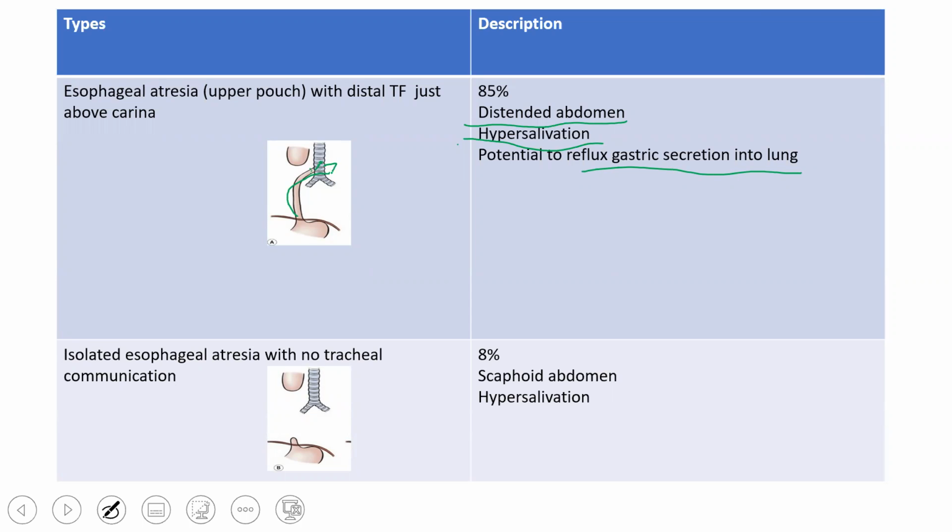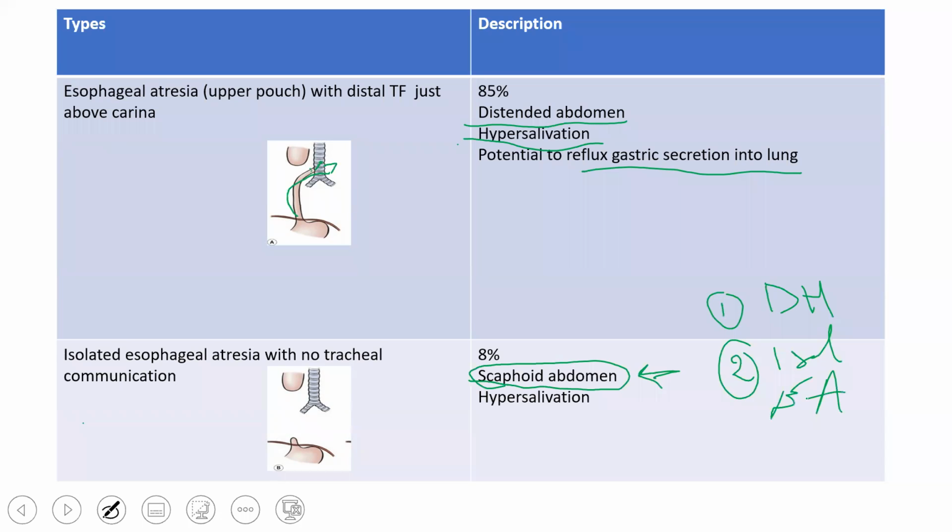Okay. The second most common, we said, isolated atresia. In this case, because there is nothing connected with the stomach, the baby has a scaphoid abdomen, and that can be a clue in the MCQ. So scaphoid abdomen, you think of diaphragmatic hernia, congenital diaphragmatic hernia, you think of the isolated esophageal atresia. Okay.